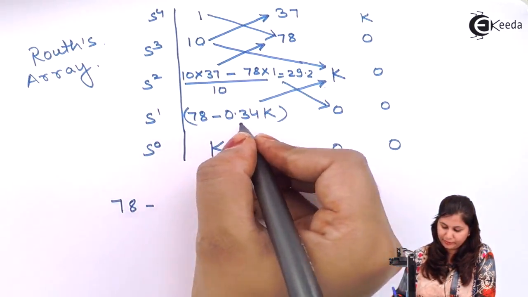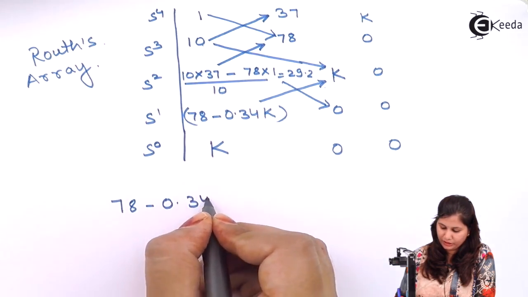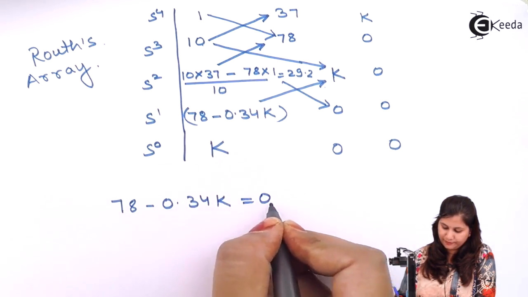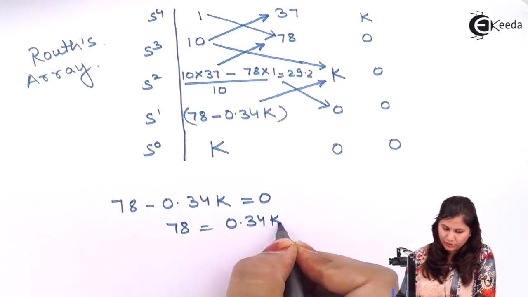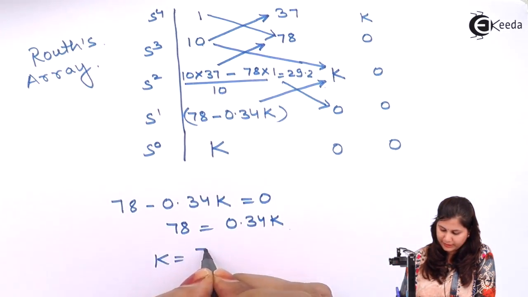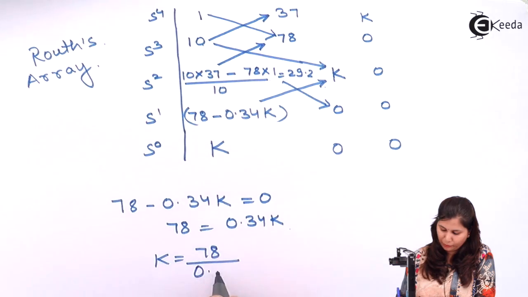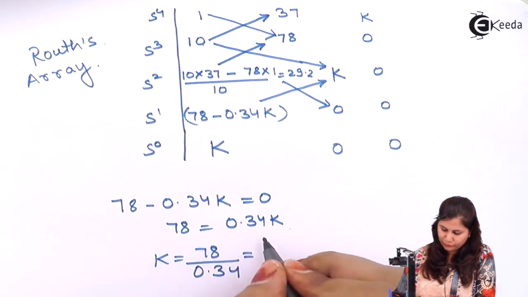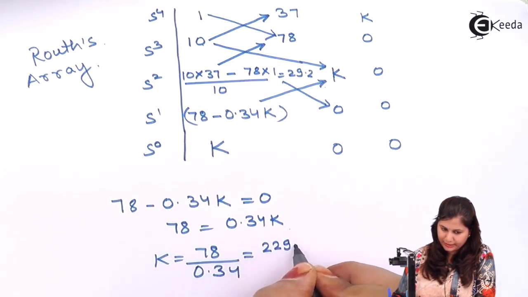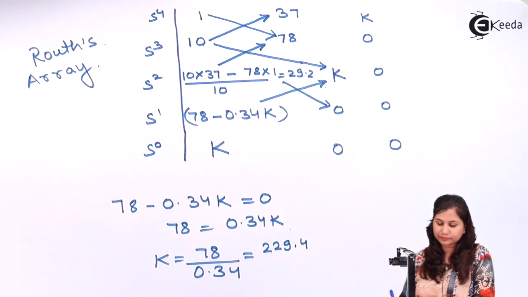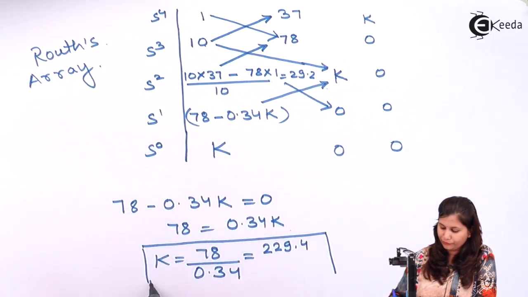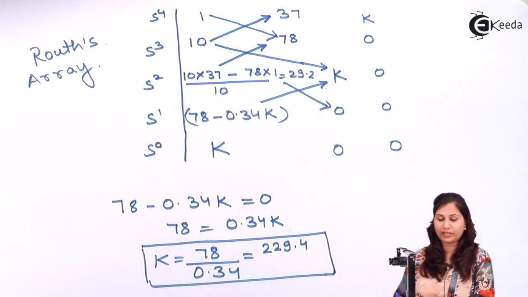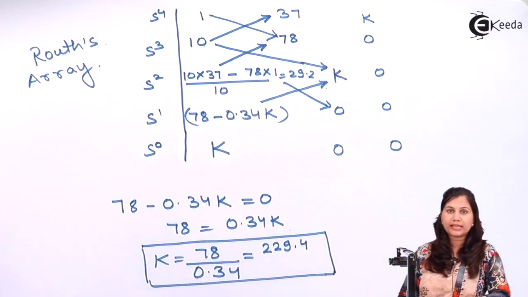So 78 minus 0.34k equals 0. So 78 equals 0.34k. So k will be equal to 78 divided by 0.34, and its value is 229.4. Okay. So this is the value of k which we have obtained from the roots array.